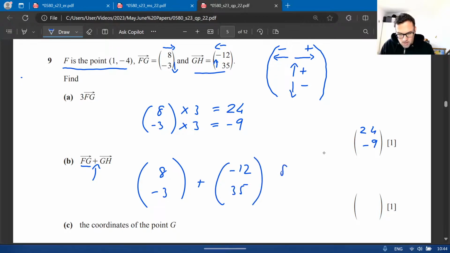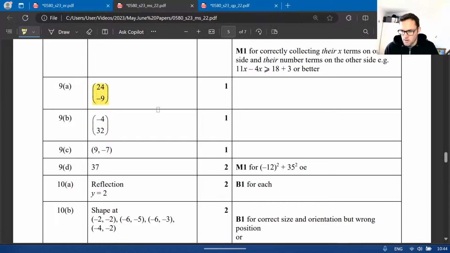8 plus minus 12. We just add the two horizontal vectors. 8 plus minus 12. 8 minus 12 gives minus 4. Okay. And we add the other two vectors. 35 minus 3 being 32. Let's check. And that's correct.